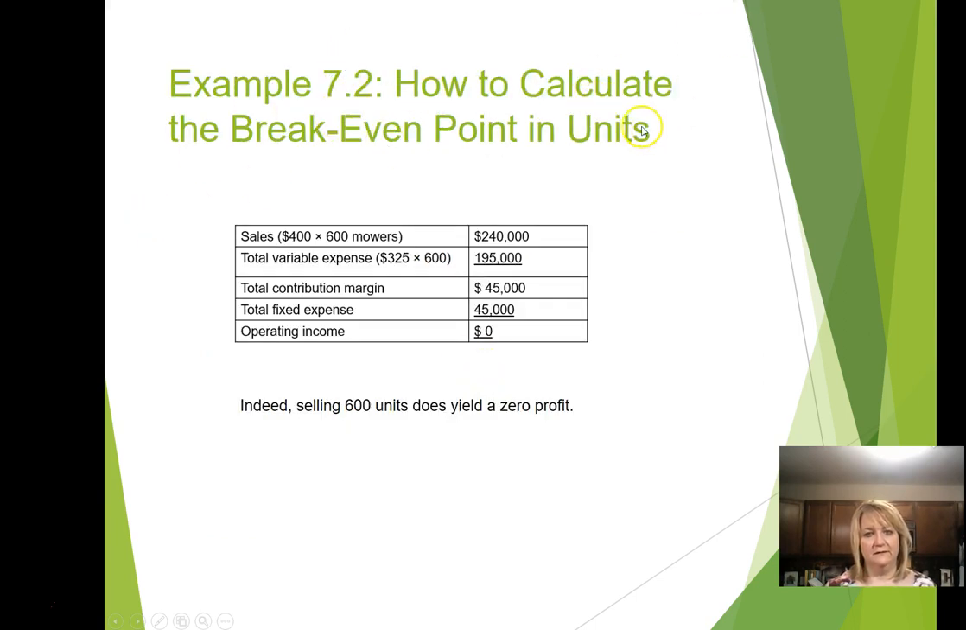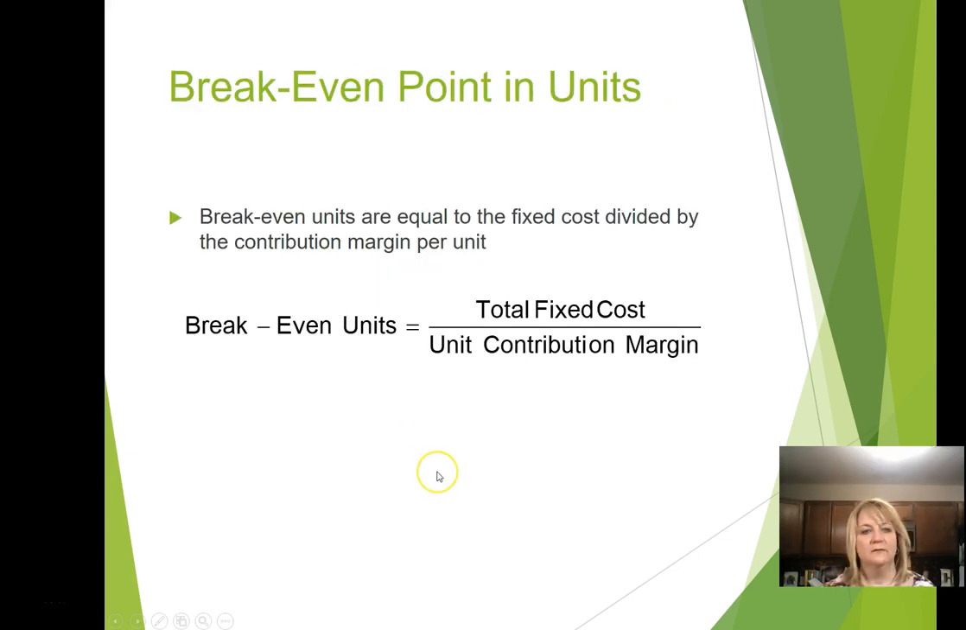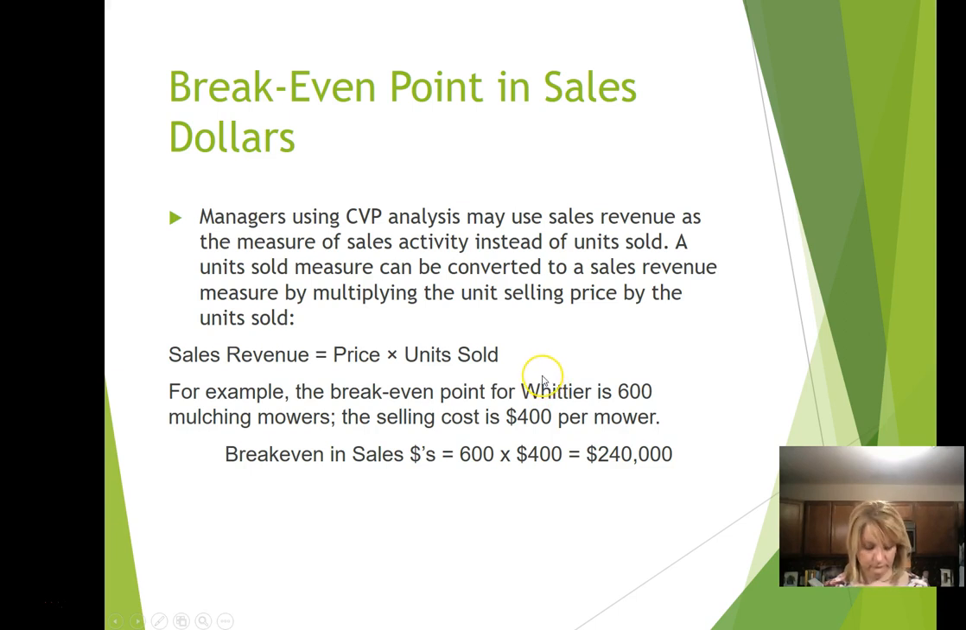So how to calculate, again, the break-even point in units. Here it is in a table. Indeed, selling 600 units does yield a zero profit. So if they sold 600 units, they would come back to zero. Break even. Break-even units are equal to the fixed cost divided by the contribution margin per unit. And here's that calculation.